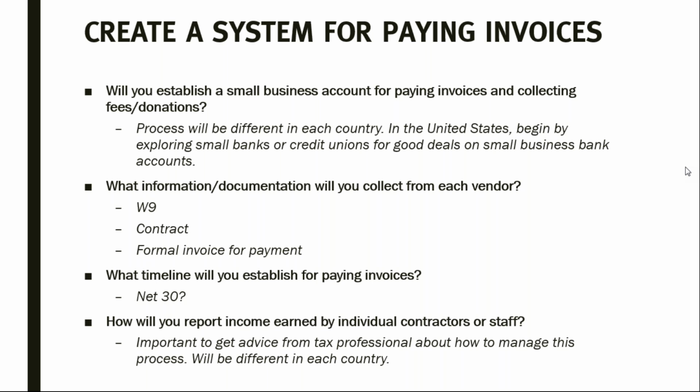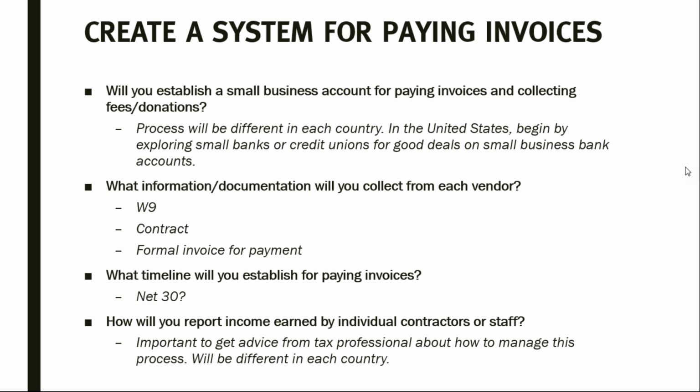The next question that you need to answer and establish for yourself is, what information or documentation will you require from each vendor? And when I say vendor, that means any person that you're working with, whether that be a photographer or a caterer or someone who does sound and AV for performance. When you pay them, you're going to ask them for documentation, and you should create a system for which documents you require. In the United States, you would most likely use what's called a W-9, which is where they give you their tax reporting information.